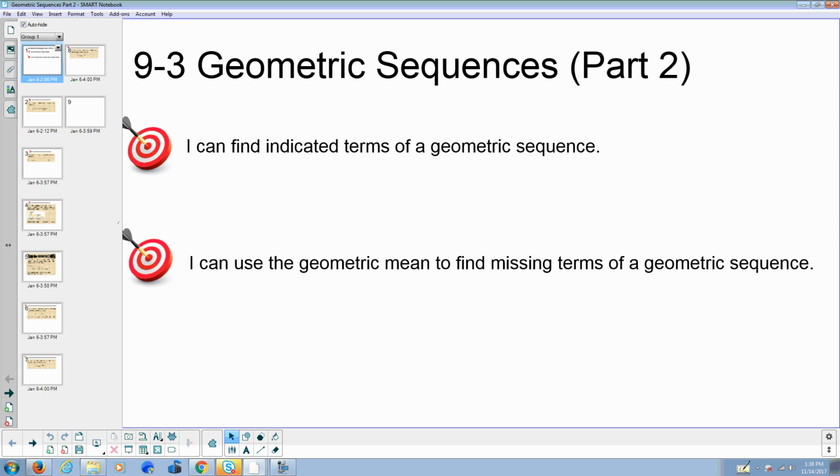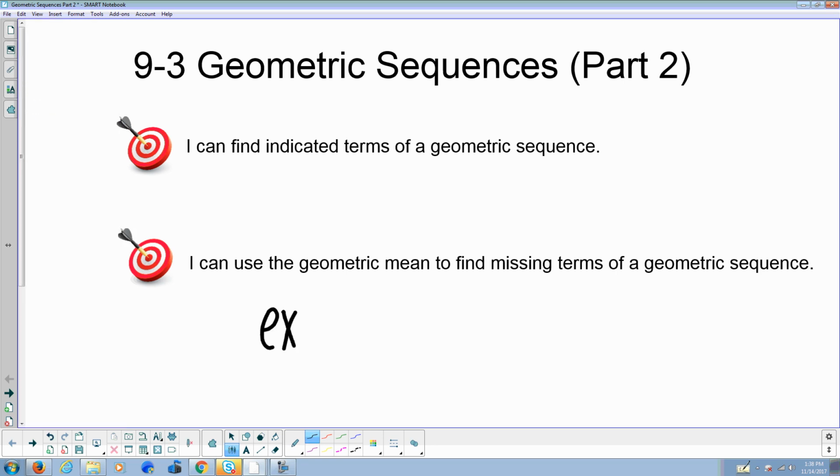Today we're going to talk about the learning targets. I can find indicated terms of a geometric sequence. We're going to do that by finding some specific term using a formula. We're also going to learn how to use the geometric mean to find missing terms of a geometric sequence. And also we're going to talk about the explicit formula of geometric sequences.